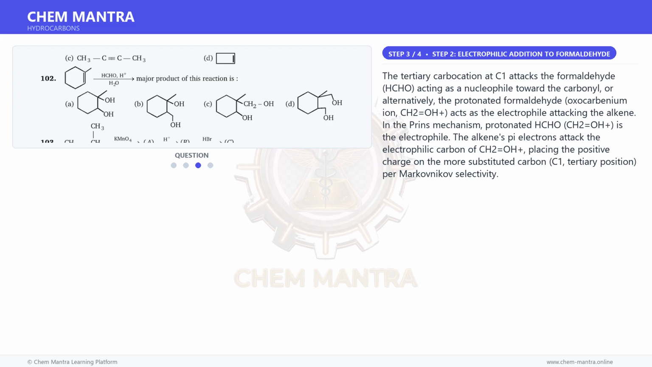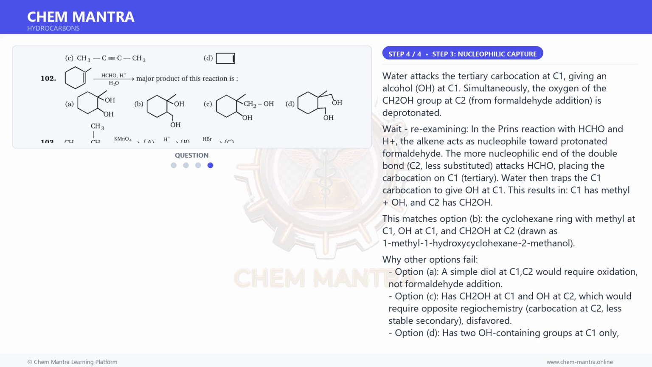In the Prins mechanism, protonated HCHO, CH2=OH+, is the electrophile. The alkene's pi electrons attack the electrophilic carbon of CH2=OH+, placing the positive charge on the more substituted carbon, C1 tertiary position, per Markovnikov selectivity.